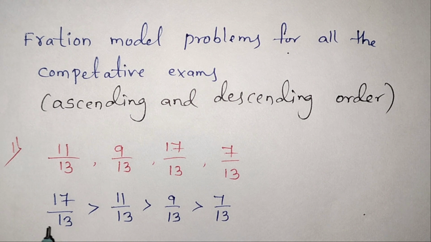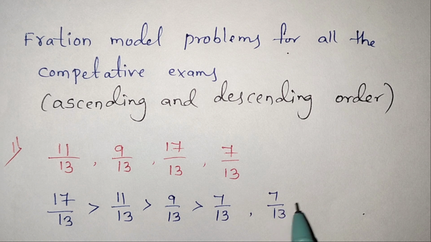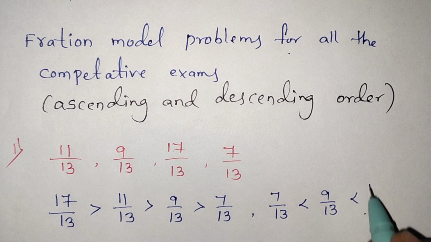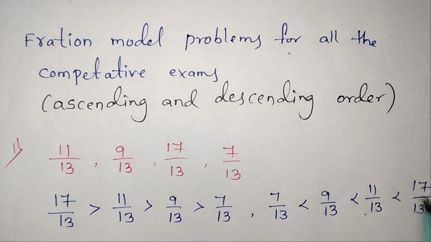So this is the descending order. If you want ascending order, small to big, just write 7 by 13, less than 9 by 13, less than 11 by 13, less than 17 by 13. So first one is descending order and next one is ascending order. So this is the first model problem.